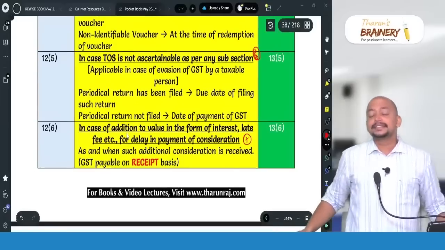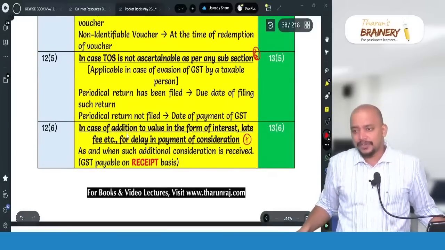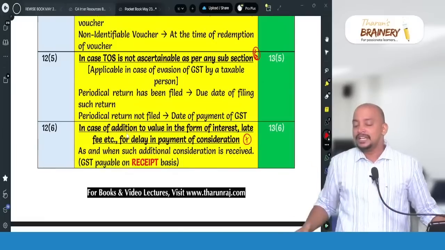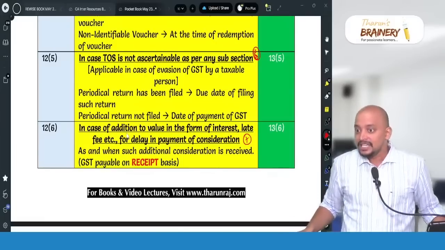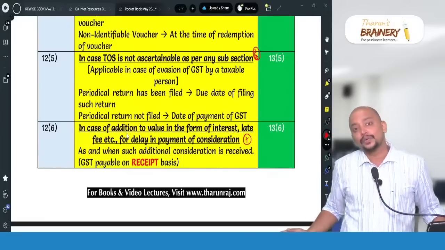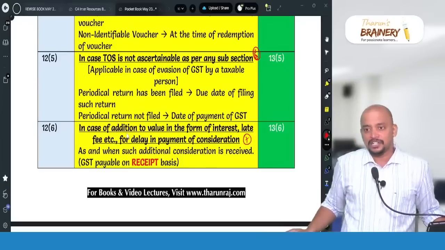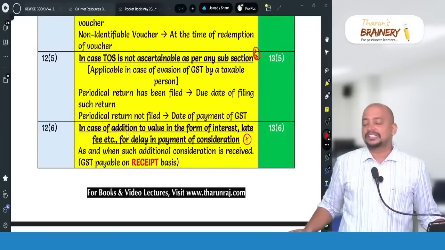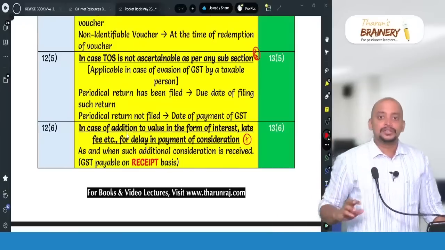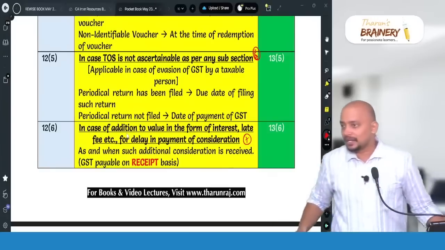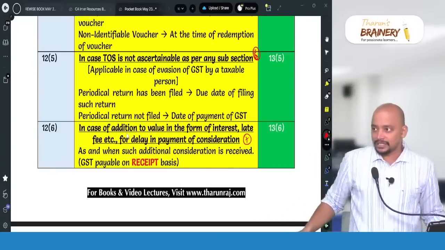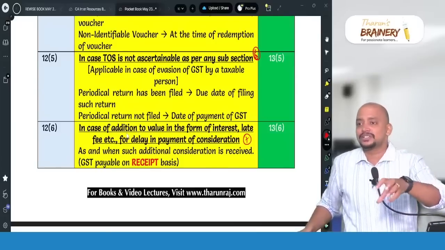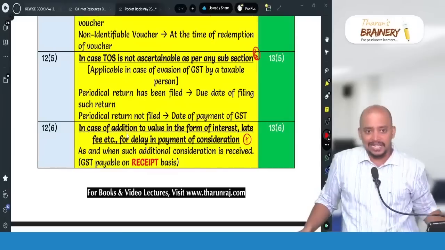Then in residual cases, what should be taken as the time of supply? In case a periodical return is required to be filed, the due date of filing such return. If periodical returns are not required to be filed, the date of payment of the tax. Usually records are not maintained. For example, in September, some transaction is identified in the bank account and there are no records related to that transaction. For September, what is the periodical return due date? The due date itself will be taken as the time of supply.